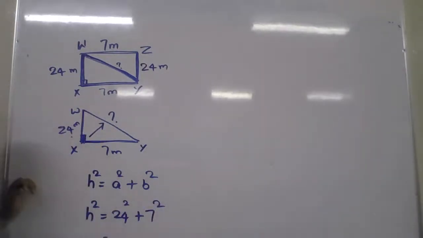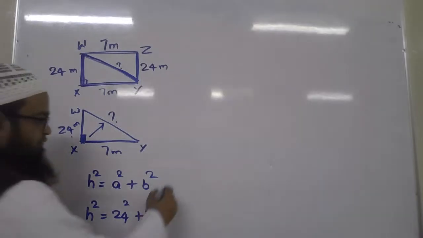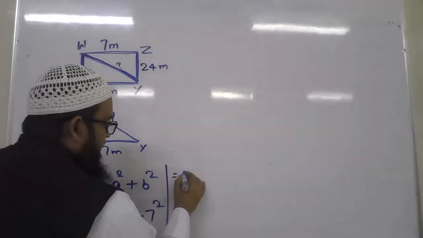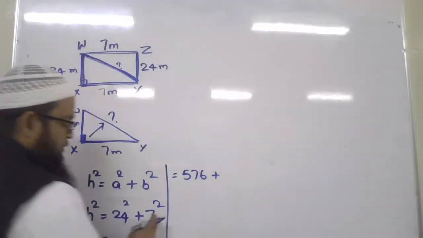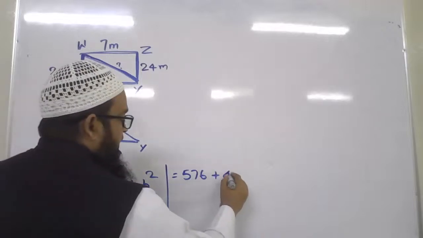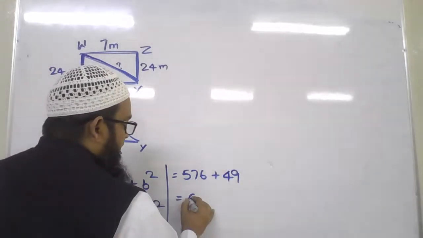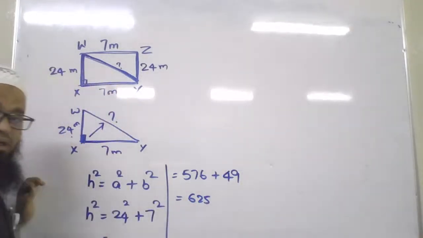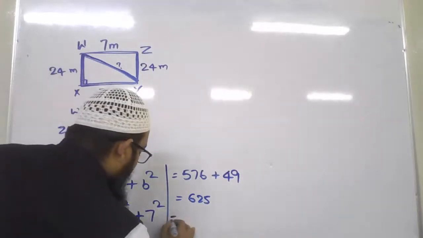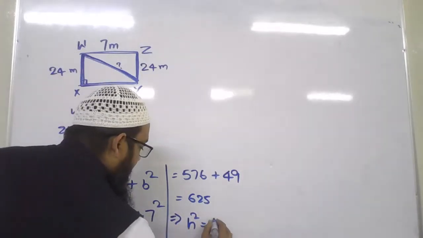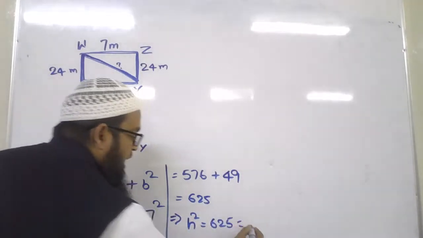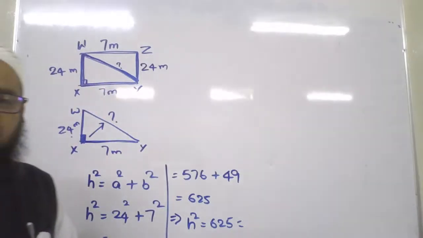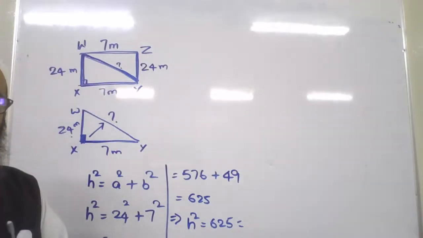So 24 square is how much? 24 square is 576 plus what is 7 square? 49. So that is equal to, I believe it is 625. Is it right? So that implies h square is equal to 625. How can you write 625 as a square of any number?